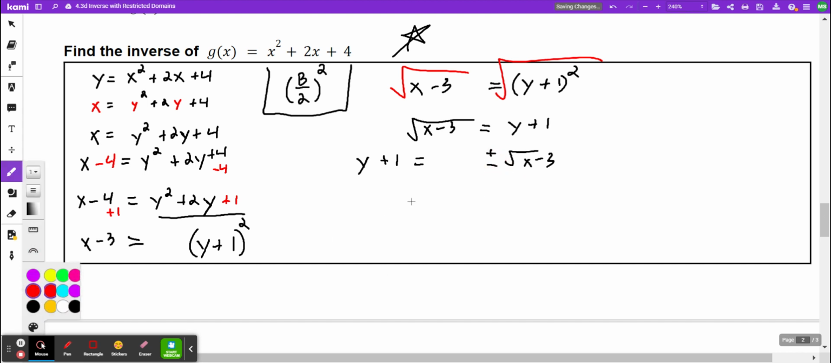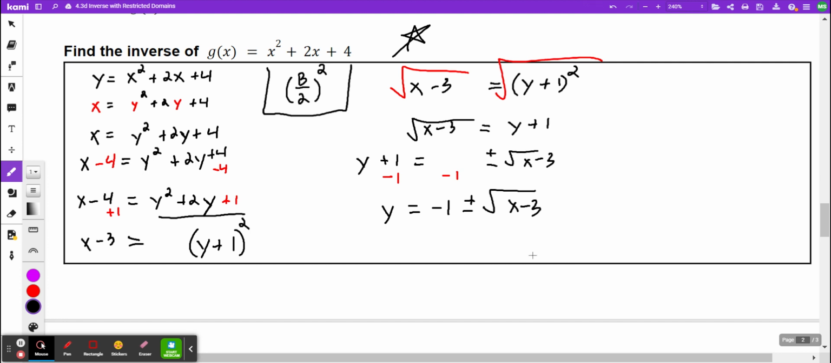Now, I didn't want to solve for y plus 1. I want to solve for y. So I'm going to move this minus 1 to the other side. Cancel this out. So now I have net minus 1. So I'm going to have y is equal to negative 1 plus or minus the square root of x minus 3. Now this will be two different results right here.